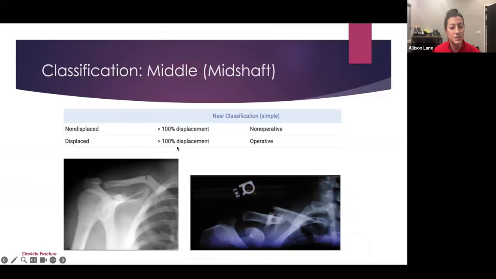Midshaft. This is much easier. If you're non-displaced, less than 100% displacement, non-operative. If it's displaced, more than 100% displacement, operative. Much better.